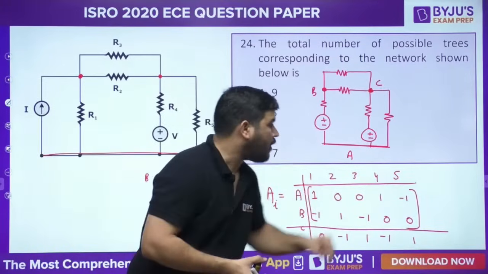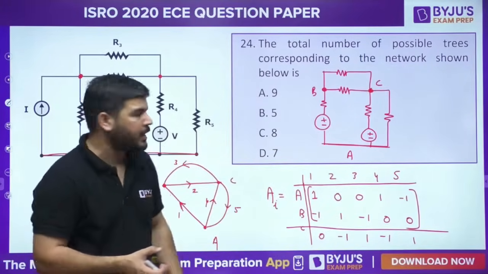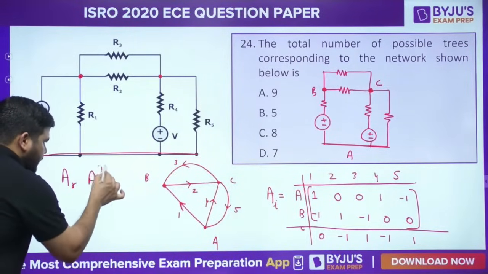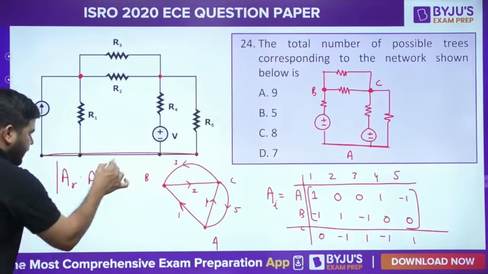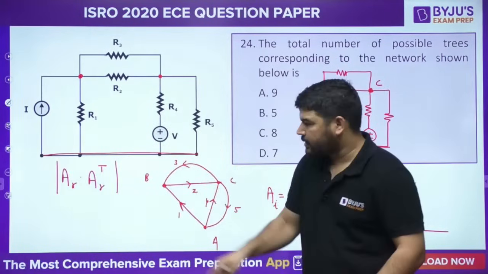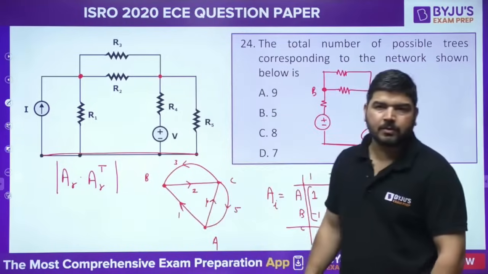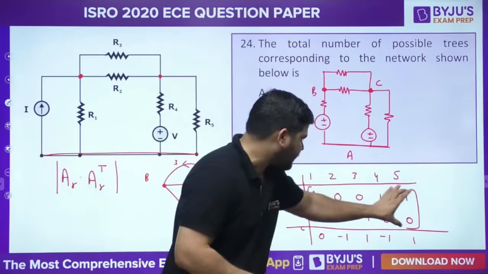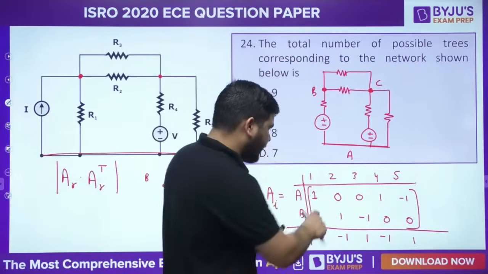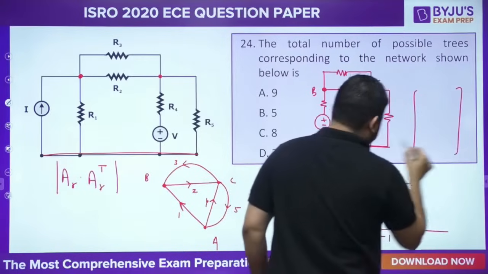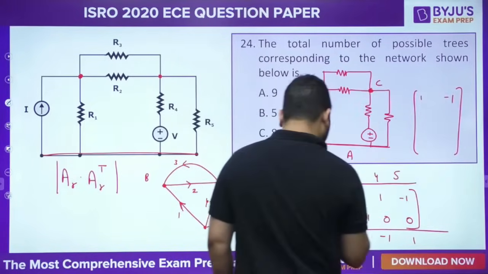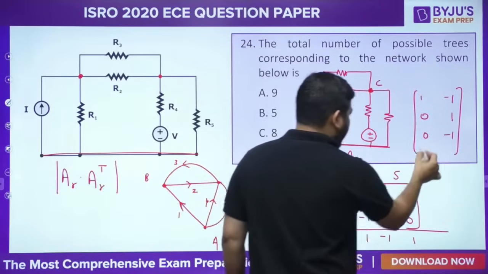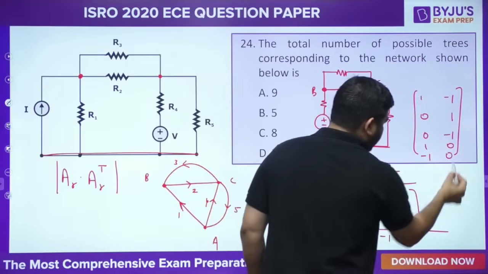Now how to calculate the total number of trees? You'll have AR, and now you take AR transpose, multiply them and take the determinant. Whatever matrix you get from AR into AR transpose, take the determinant. So this is my AR matrix, and if I take the transpose of this matrix, it will become 1, minus 1, 0; 1, 0, minus 1; 1, 0, and minus 1, 0.